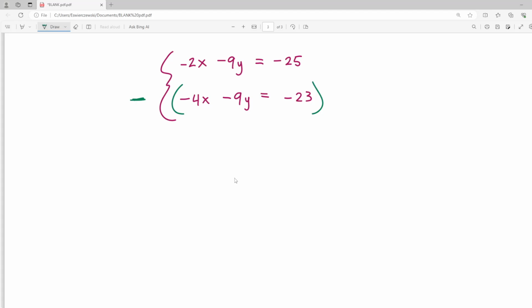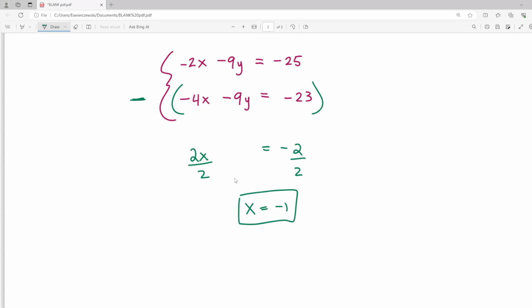Negative 2x minus negative 4. Minus negative 4 turns into plus. So negative 2x plus 4x is positive 2x. Negative 9 minus negative 9, again, turns into plus. Negative 9 plus 9 is 0. It cancels out. Negative 25 minus negative 23. Minus negative 23 is adding 23. So that would be negative 2. Divide both sides by your coefficient. So x equals negative 1.